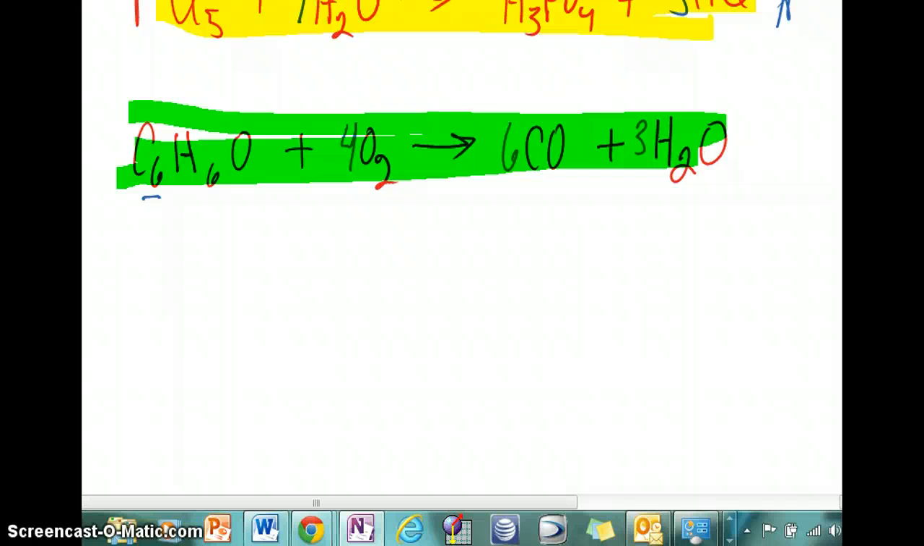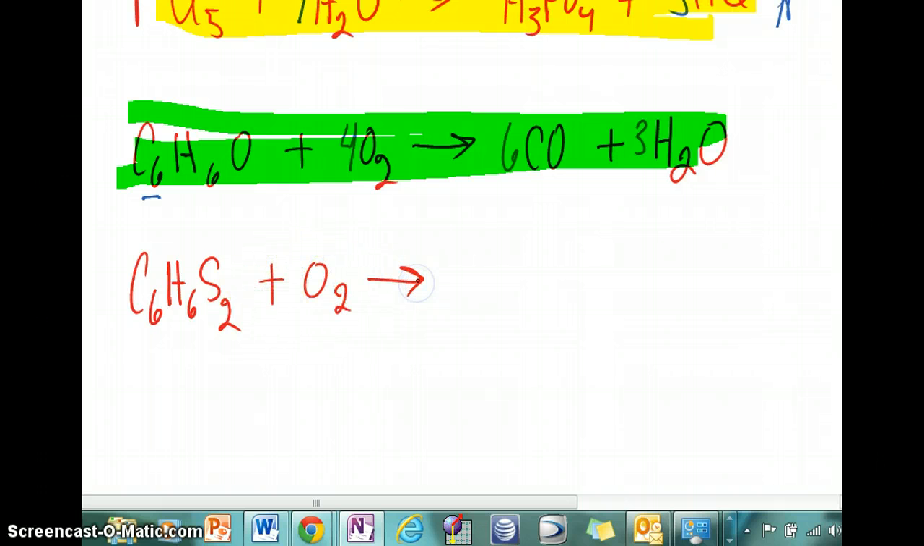Now here we go again. This one's going to be more difficult. This is C6H6S2 plus oxygen. And it's going to make carbon dioxide and water and sulfur trioxide, SO3. I believe I've written it down right.